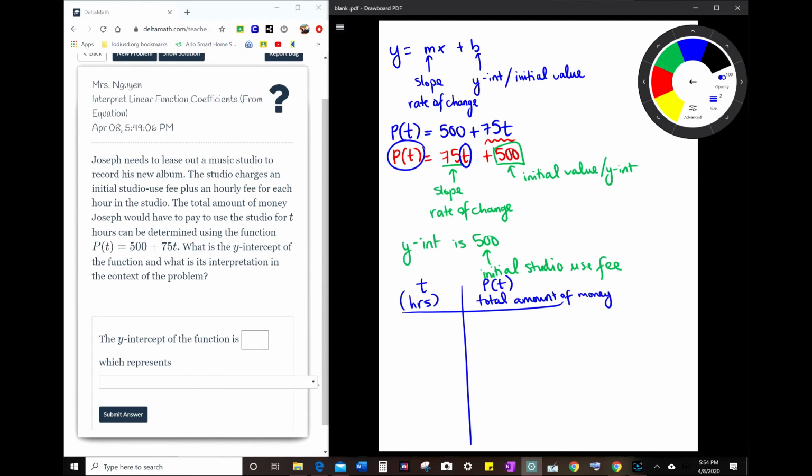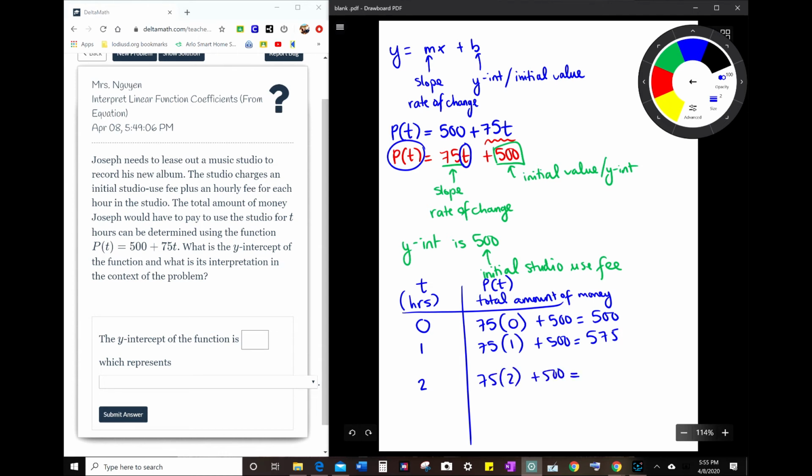So now, if he spends 0 hours, then he will have to pay, based on the equation, 75 times T, which is 0, plus 500. That gives you $500. And then if it's 1, it's 75 times 1 plus 500 equals 575. 2, 75 times 2 plus 500 equals 650, and so on.